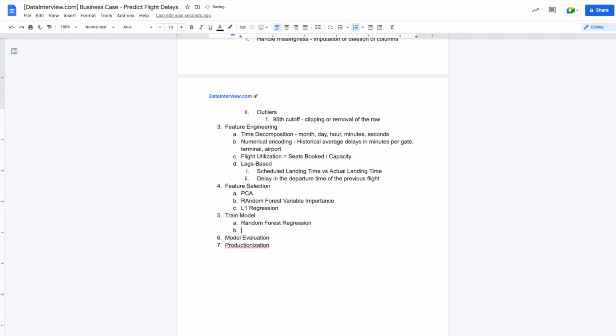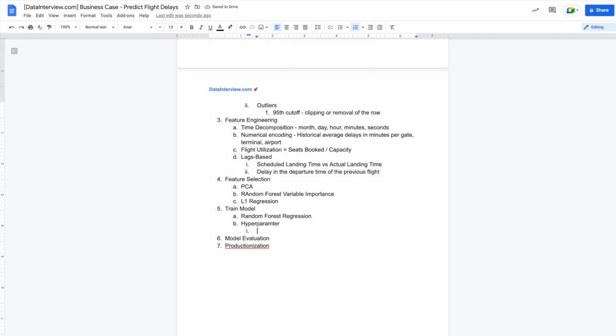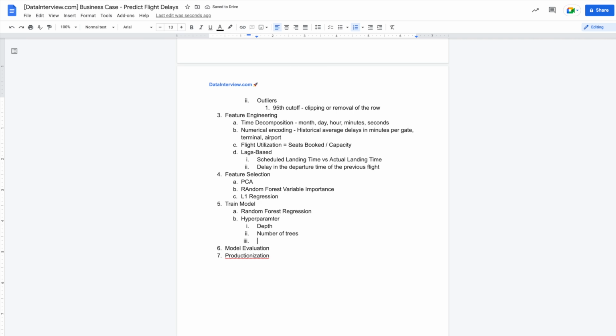Now, when it comes to training a model, I would also think about hyperparameter tuning. So the hyperparameters I would care about are the depth of the trees. I would also think about the number of trees. And I would also consider the minimum sample split.